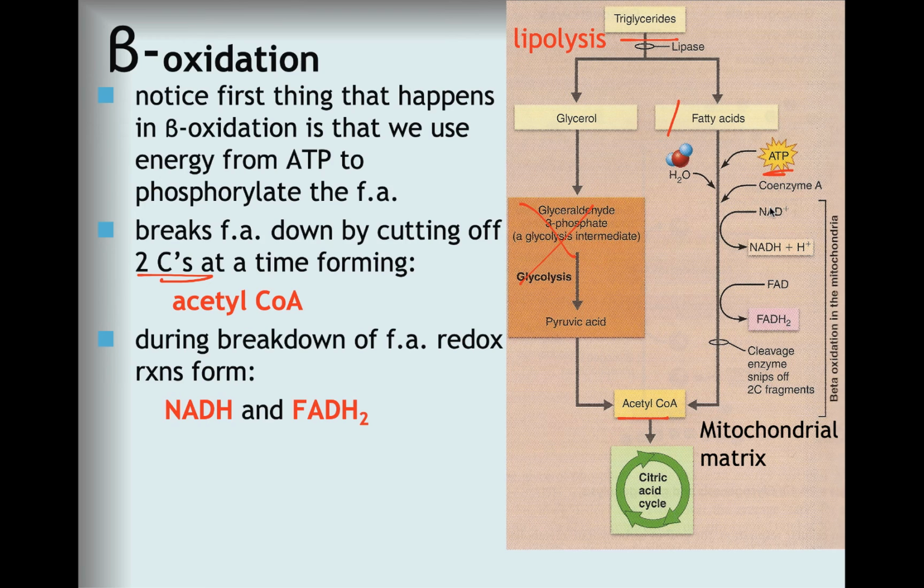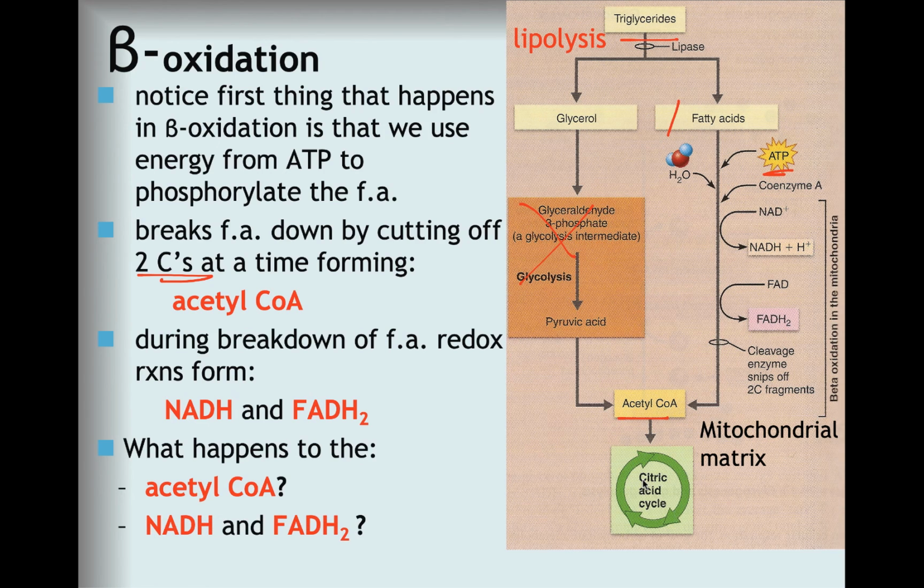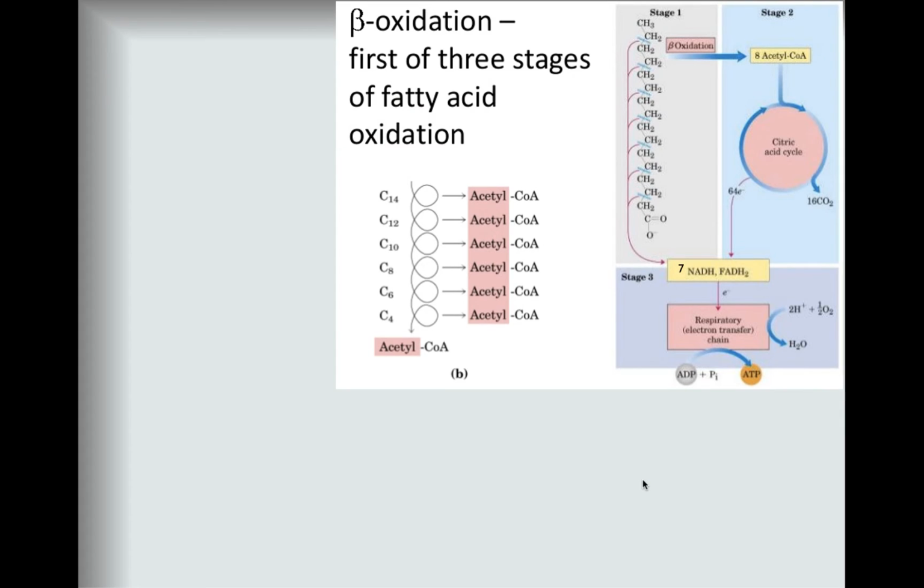But at any rate, that's what we're doing. We're going to reduce NAD and FAD, more electrons to go to electron transport. Acetyl-CoA, as you can see, is going to go to the Krebs cycle. What happens to the acetyl-CoA? Goes to the Krebs cycle. What happens to NADH and FADH2? Goes to electron transport. All right, so there you go.